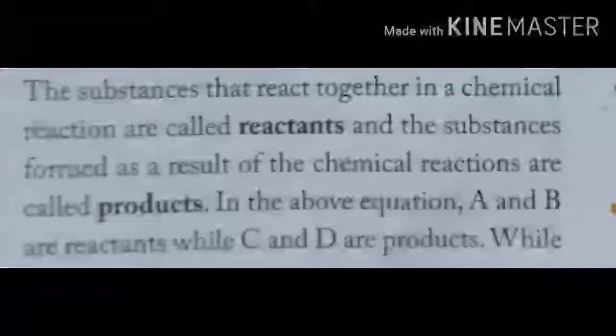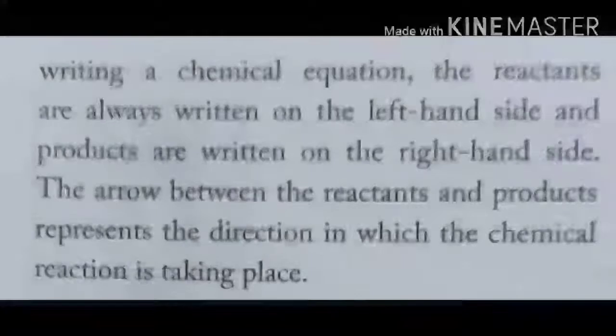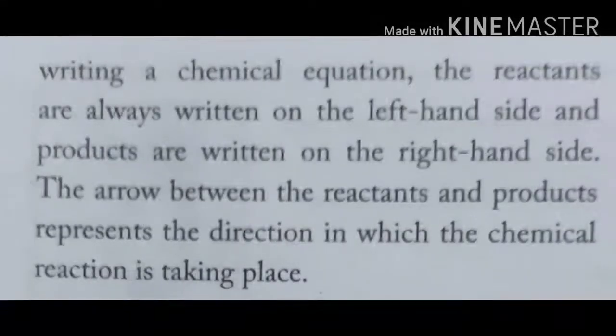While writing chemical equations, reactants are always written on the left hand side and the products are written on the right hand side. The arrow between the reactants and products represents the direction in which the chemical reaction takes place. That means A plus B gives C plus D. A and B join, forming the products C and D.